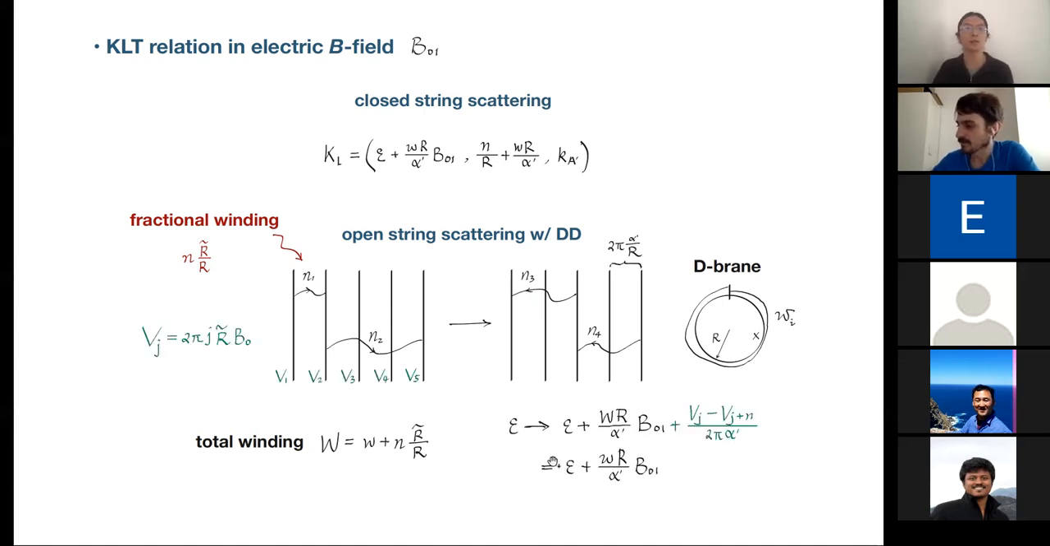And the solution is again quite simple. We just need to introduce some gauge potential. It's actually some electric potentials on each D brane. And this electric potential has to take a very specific form. Once you take this into account, you only shift the energy on the open string side. So you can tweak this particular value of the electric potentials such that this additional contribution in the energy shift is canceled. So finally, we can indeed have a KLT relation in relativistic string theory in the presence of space-time compactifications and also in the presence of this electric B field.